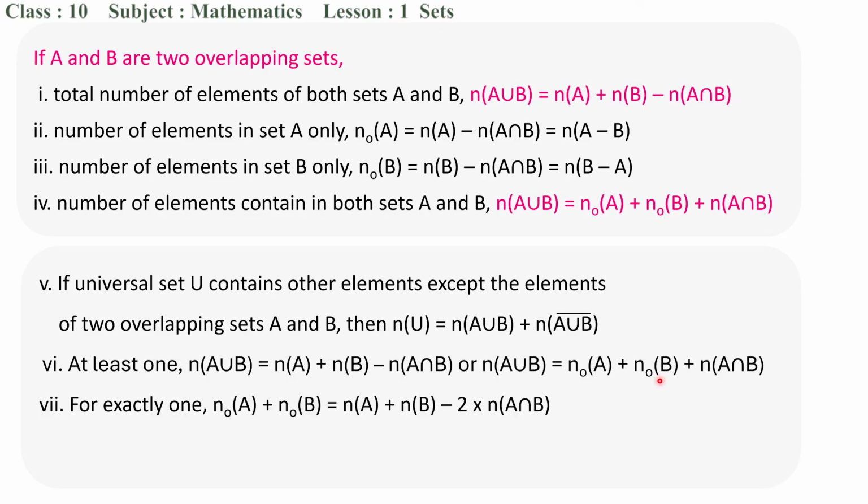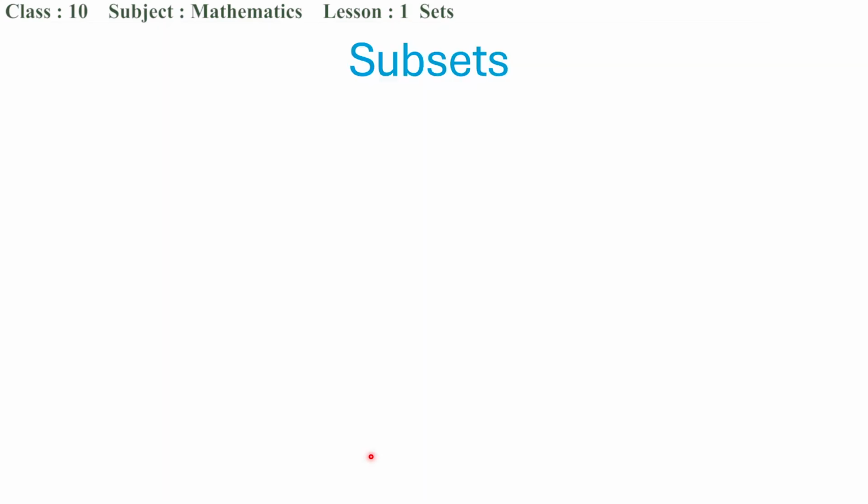For exactly one means only in set A and only in set B. That's why n-naught A plus n-naught B is equal to n(A) plus n(B) minus 2 times n(A intersection B), since the intersection contains both. For at most one, that means the complement of A intersection B. The cardinal number of that is equal to n(U) minus n(A intersection B).